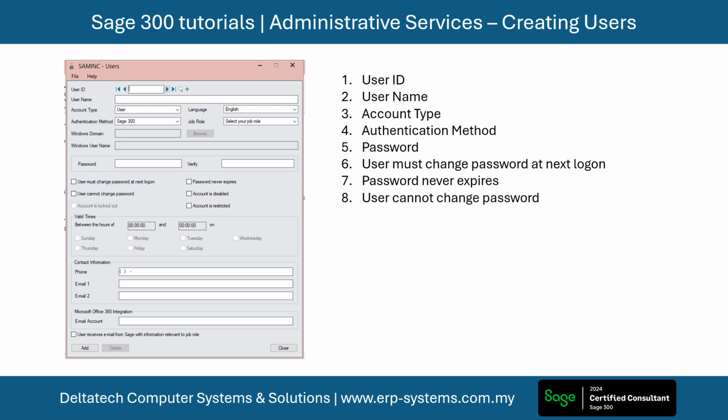If a user has left the organization, you can disable the user's login and access to Sage 300 by selecting the Account is Disabled option.